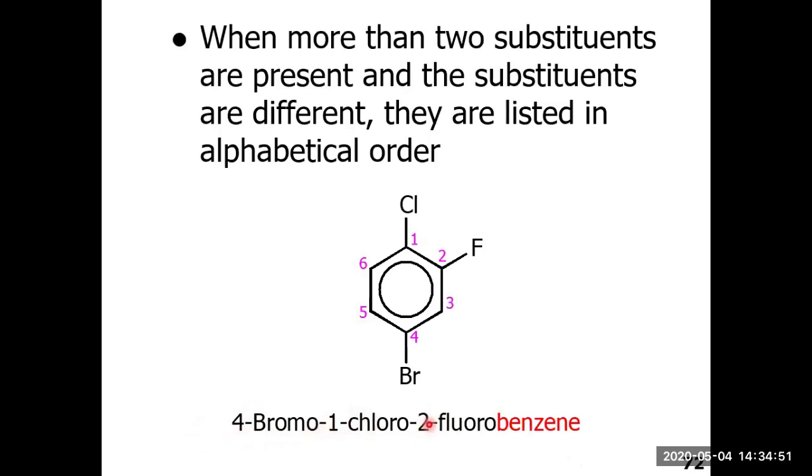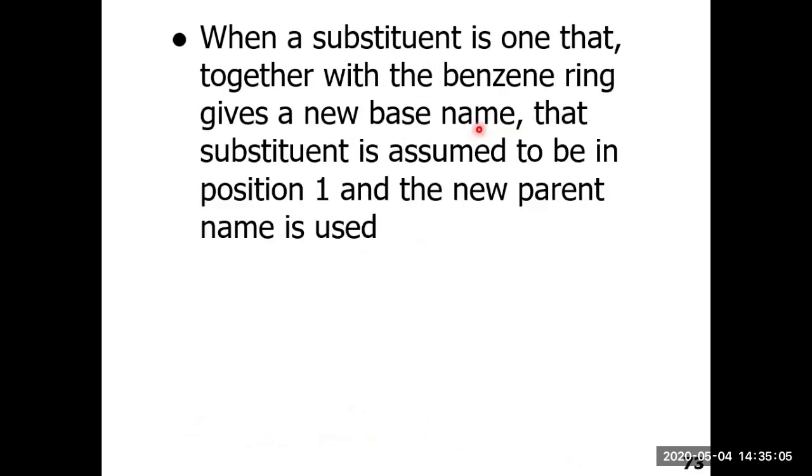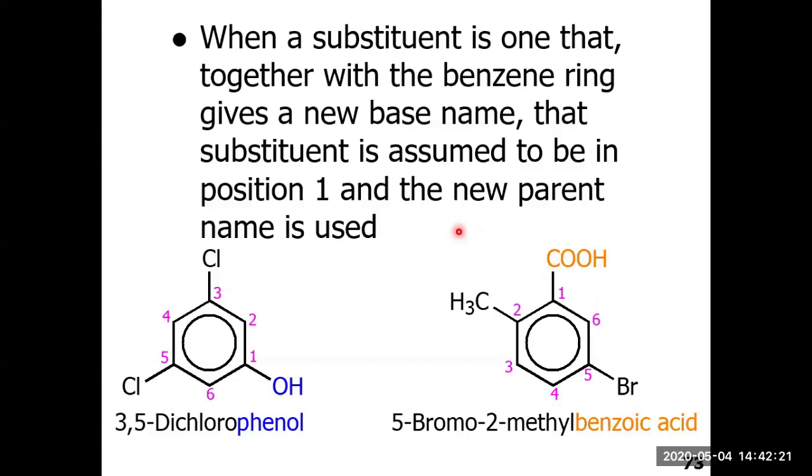Okay, so how do we name benzene rings in which one of the substituents gives the benzene a new base name? For this type of molecule, the carbon bearing the substituent that gives the benzene ring the new base name becomes carbon number 1. And the numbering of the benzene ring should still give the substituents the lowest set of locants. For this example, if we have a hydroxy group bonded to the benzene ring, then this entire molecule gets a new base name, and that is phenol.